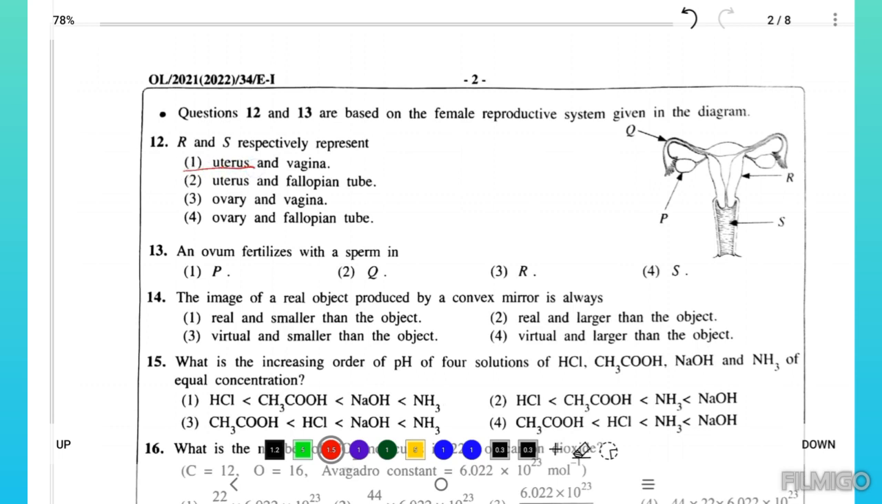Question number 13. An ovum is fertilized by a sperm in the fallopian tube. So it is denoted by the letter Q. The answer should be the second answer.